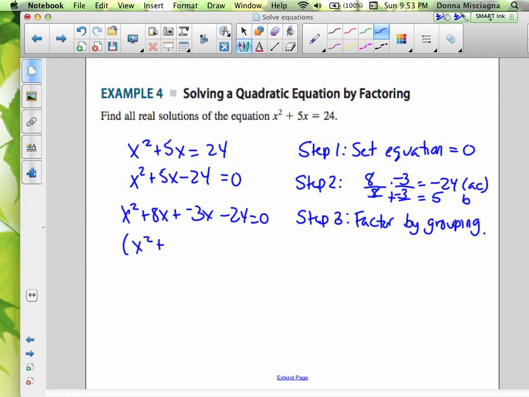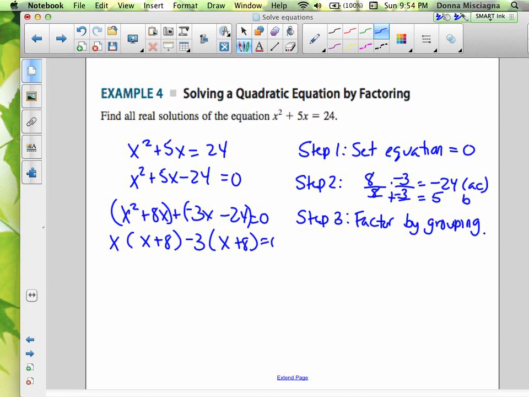So we have the first two are a group and the second two are a group, with a plus between them. And then we factor out a common factor. Right? We can factor out an x in the first group. X squared plus 8x divided by x would be x plus 8. Common factor for negative 3x and negative 24 is a negative 3. Negative 3x minus 24 divided by negative 3 would be x plus 8.